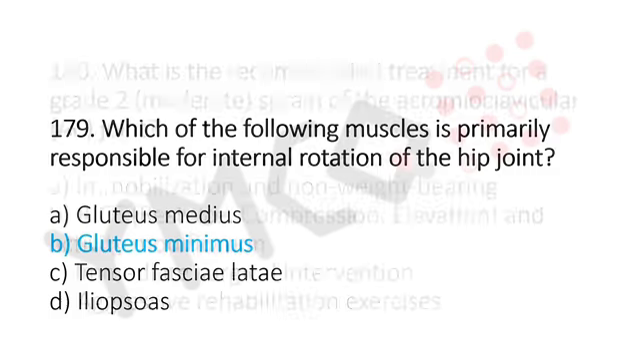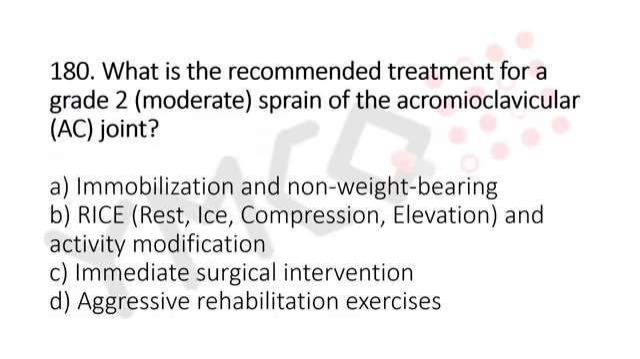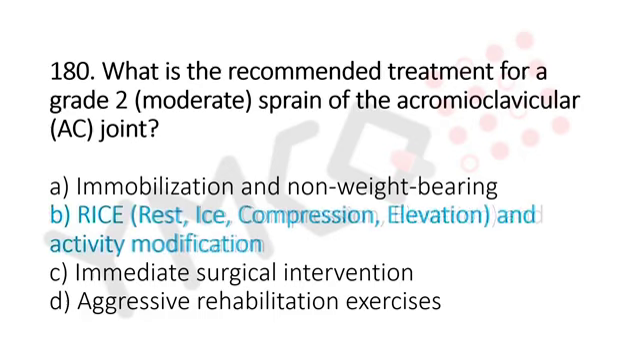Now let's move to question number 180. What is the recommended treatment for a grade 2 moderate sprain of the acromioclavicular joint, that's the AC joint? Option A, immobilization and non-weight bearing. Option B, RICE protocol and activity modification. Option C, immediate surgical intervention. Option D, aggressive rehabilitation exercises. And the answer is option B, RICE and activity modification.